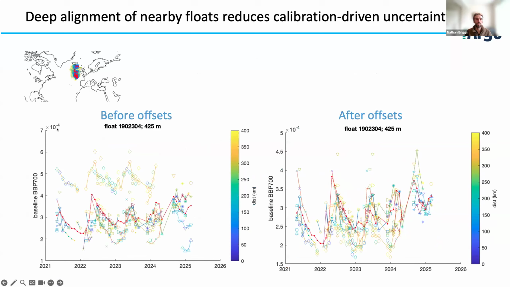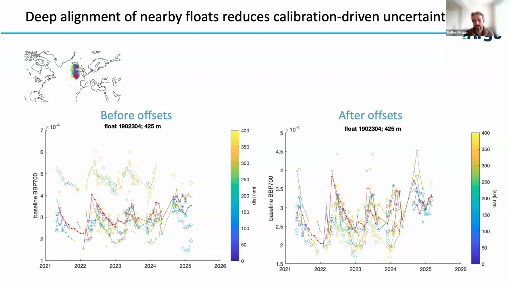So the next slide shows the same time series before and after alignment. And you can see that it hasn't brought them into perfect agreement, but it's brought them into much closer alignment and removed this outlier. So I think this helps with consistency of this method.